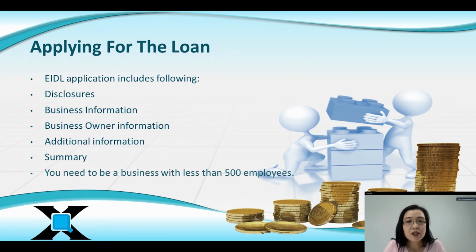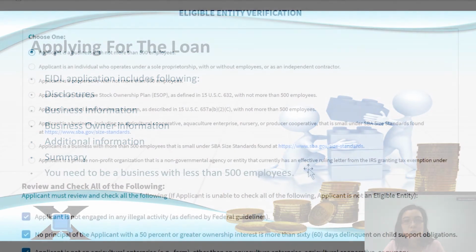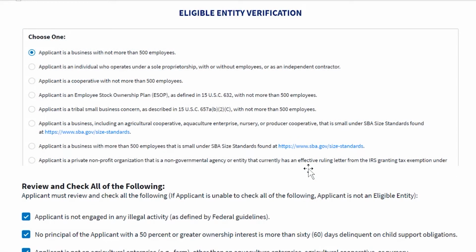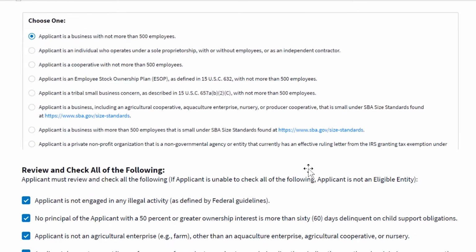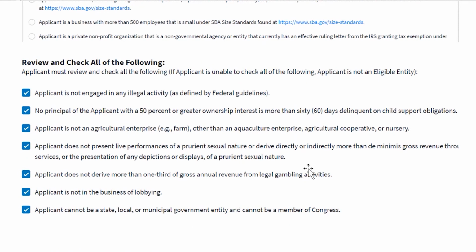All right, and then the second portion is you're going to have to review and check all of the following, and those are also some of the eligibility rules. And if one of them, such as applicant is not engaged in any illegal activity, you have to check all these boxes in order to continue. Meaning, if you are unable to check one of those boxes because you don't meet the criteria, then don't check it and hit continue, which means you probably have to look for other alternatives.